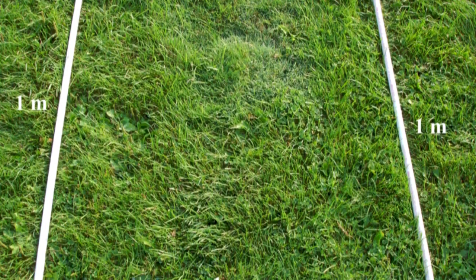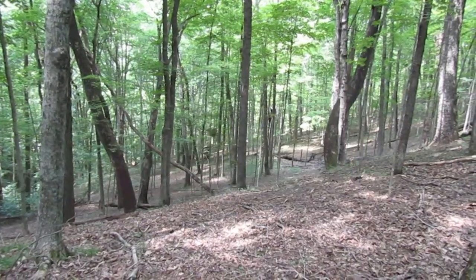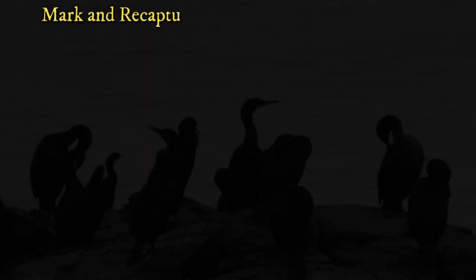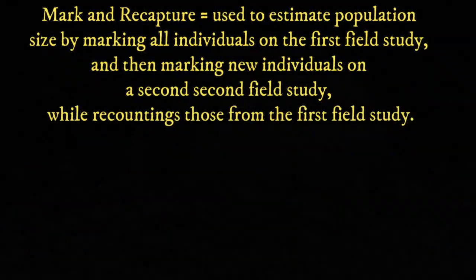For salamanders or wildflowers, a 1 square meter plot is enough. If studying forest trees, you may want 100 square meters or more size of a plot. For mobile organisms, such as most vertebrates, mark and recapture methods are used.